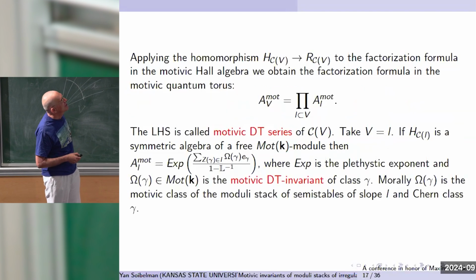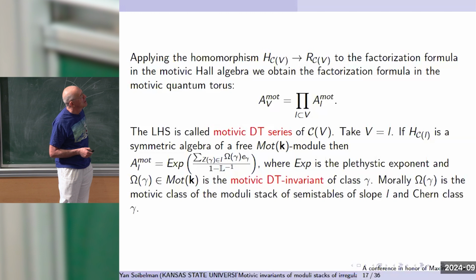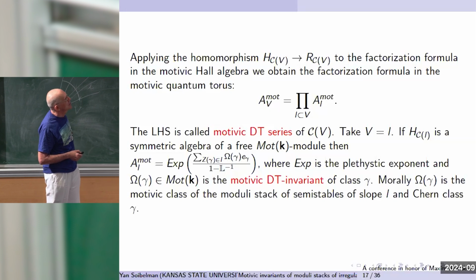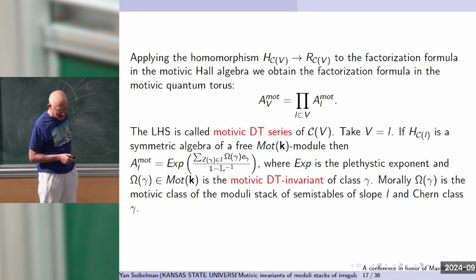Now, if we apply this homomorphism to the factorization formula in the motivic Hall algebra, then we get a factorization formula or crossing formula in the quantum torus. So we call the left-hand side the motivic Donaldson-Thomas series of this category.